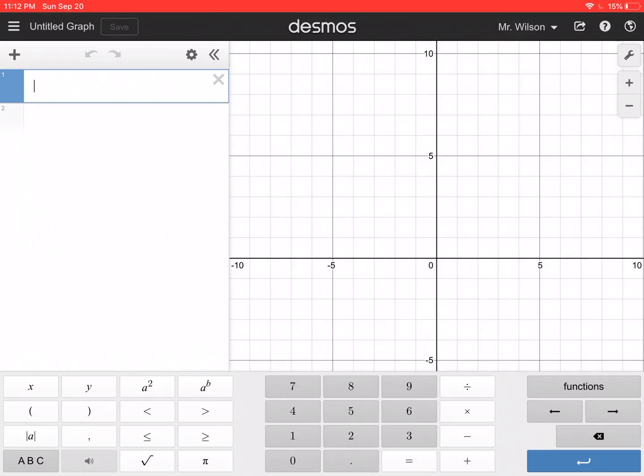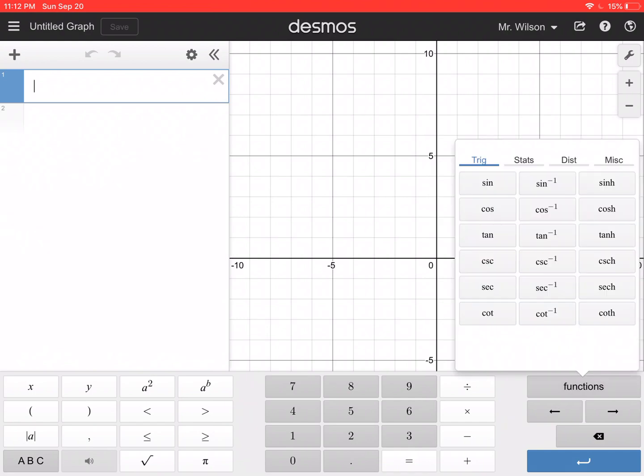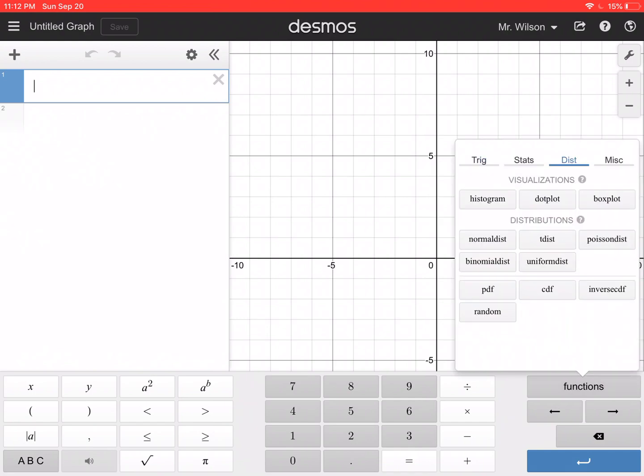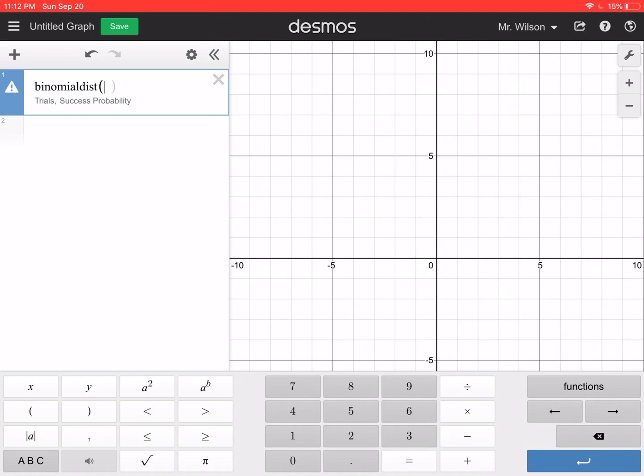Okay, and this one is going to be under functions, or you can just type it, but you're going to go to the distribution button, and you're going to go to the binomial distribution button. And notice Desmos helps us out. It tells us it needs to know the number of trials and the success probability. So we saw in the example we're performing 20 trials, and the success probability was 0.35.